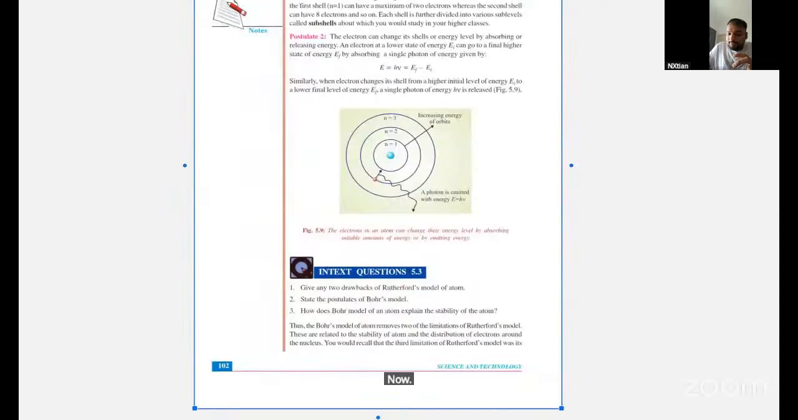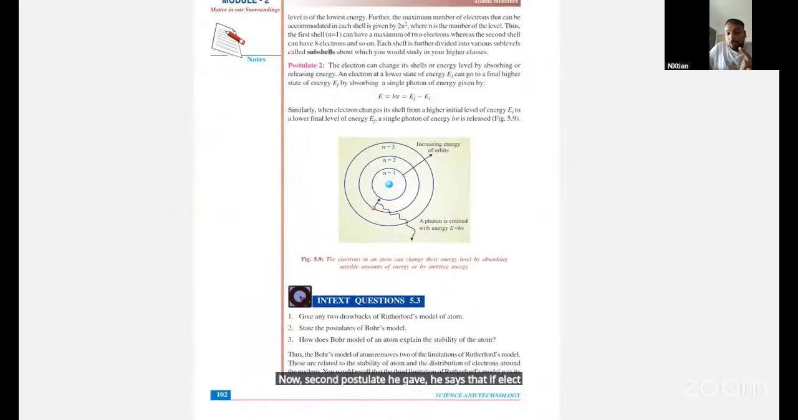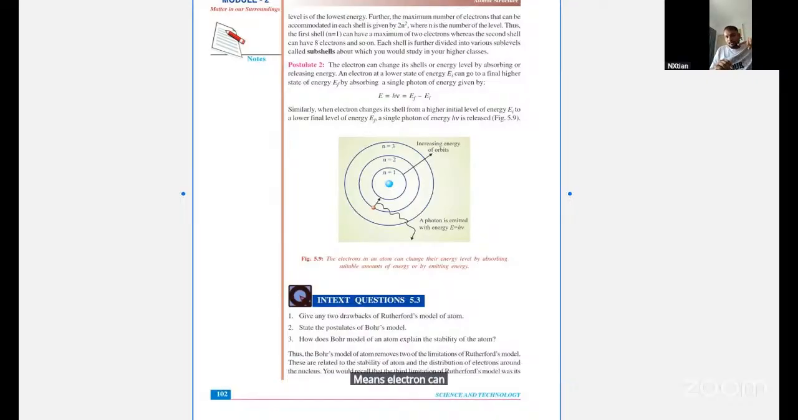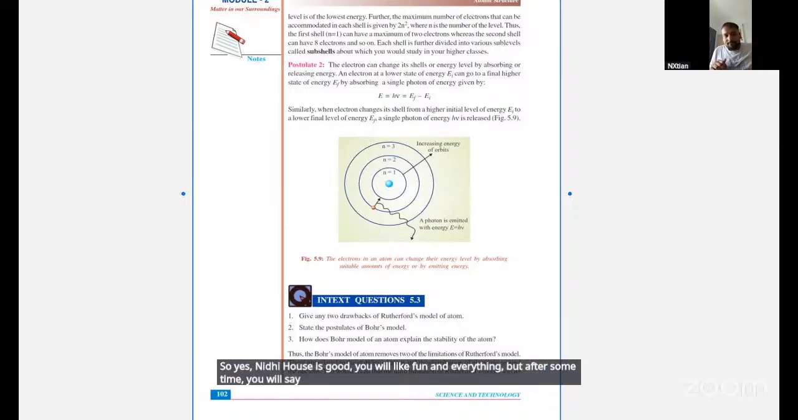Now, the second postulate he gave says that if an electron is in the first orbit, which is the K shell, then after getting energy from outside, it can get excited and go to the next orbital level. It means an electron can move across the orbits, from one energy level to another energy level, like that. For example, you are at your house, now you went to Nidhi's house. Yes, Nidhi's house is good, you will find fun and everything. But after some time, you will say, "Mama, I love you, I want to come back home."